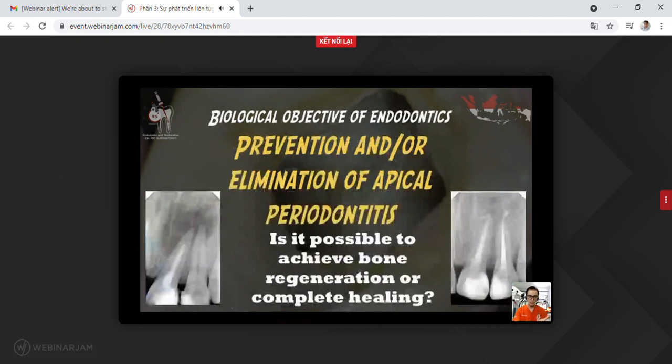So maybe the other question, is it possible to achieve bone regeneration after complete healing? As you can see from the presentation here, and from the two X-ray images I gave to you here, we have a very big bone loss in the apical third, not only the apical third, but also the coronal two-third of the root canal, or the medial third, and it has progressed more than 1.5 centimeter, and after following a proper endodontic treatment, we can see a proper bone regeneration here. So is it possible to achieve bone regeneration or complete healing? The answer to that is yes.